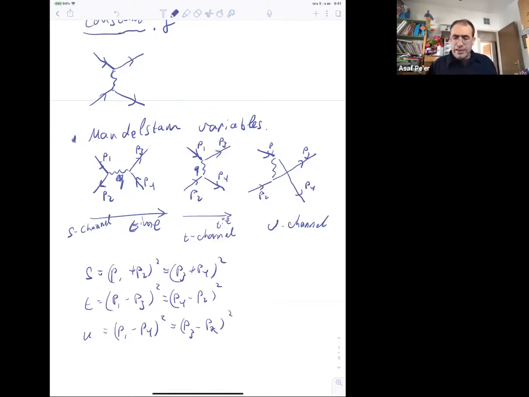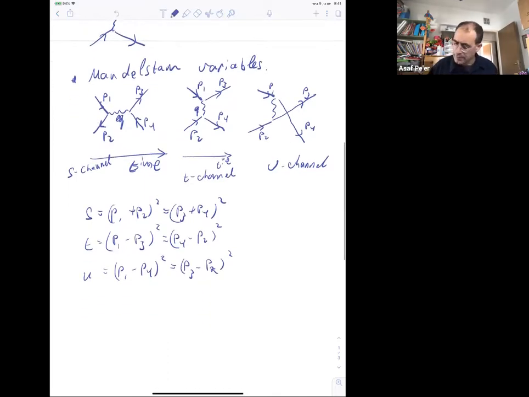These are all Lorentz scalars, so they get the same value in every frame. In particular, we showed that the Lorentz invariant quantity, square root of S, is nothing but the total energy in the center of mass frame.